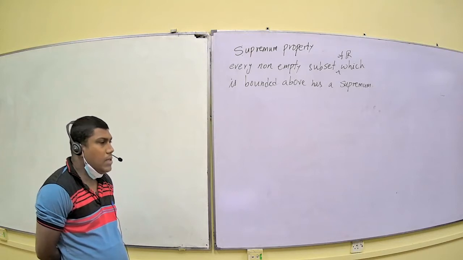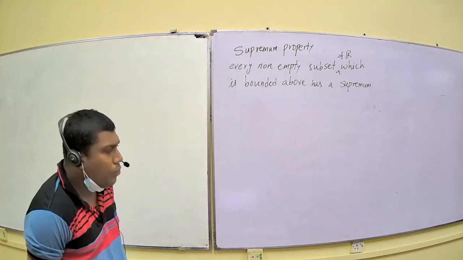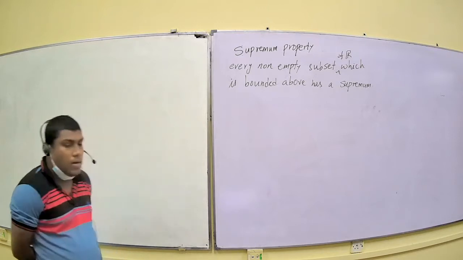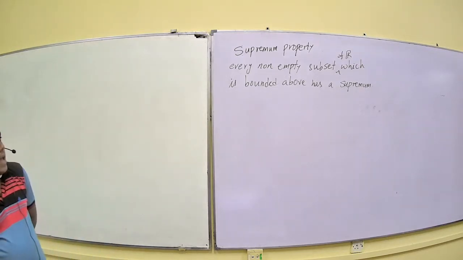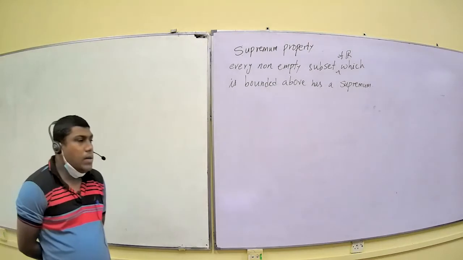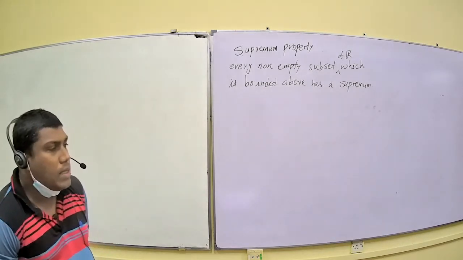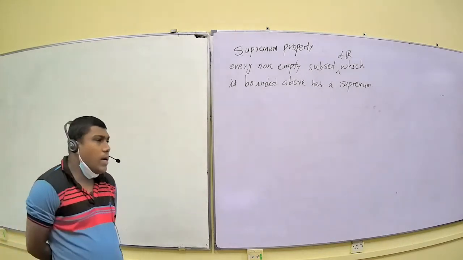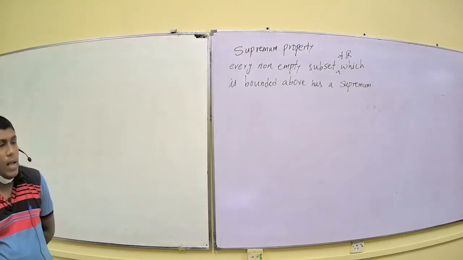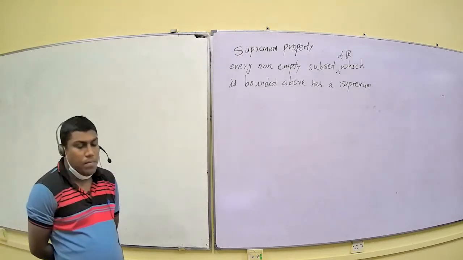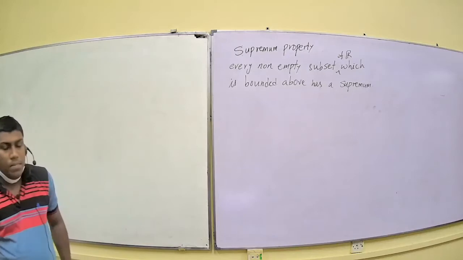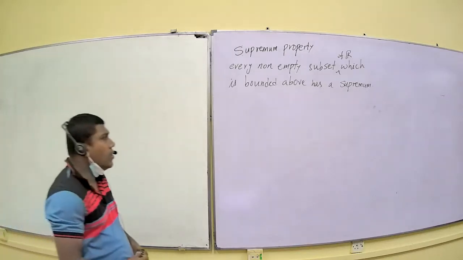An axiom is a statement which we assume without proof. So we take the axiom that every non-empty subset of real numbers that is bounded above will have a supremum. So that is the axiom we studied last time.